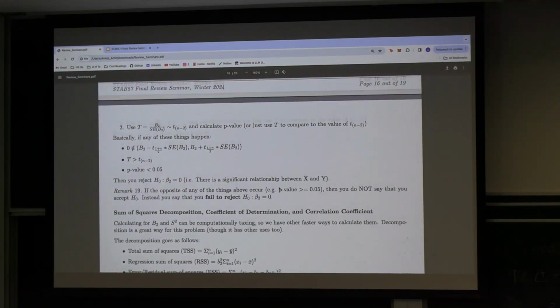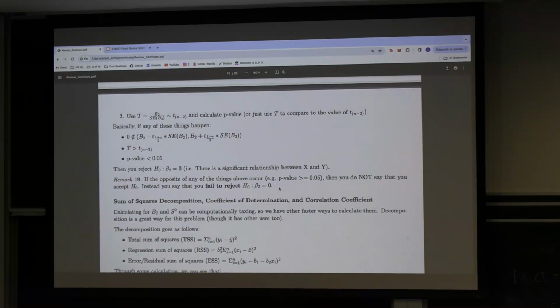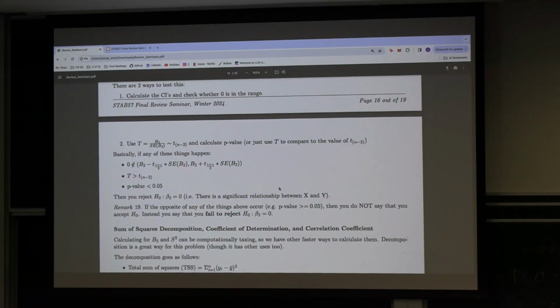It is the test statistic. What's the formula? It's on screen right now. B2 minus beta2 divided by the standard error. Yeah, so it's the standard error, right? So it's this one right here. So you're correct. You said B2 minus beta2.